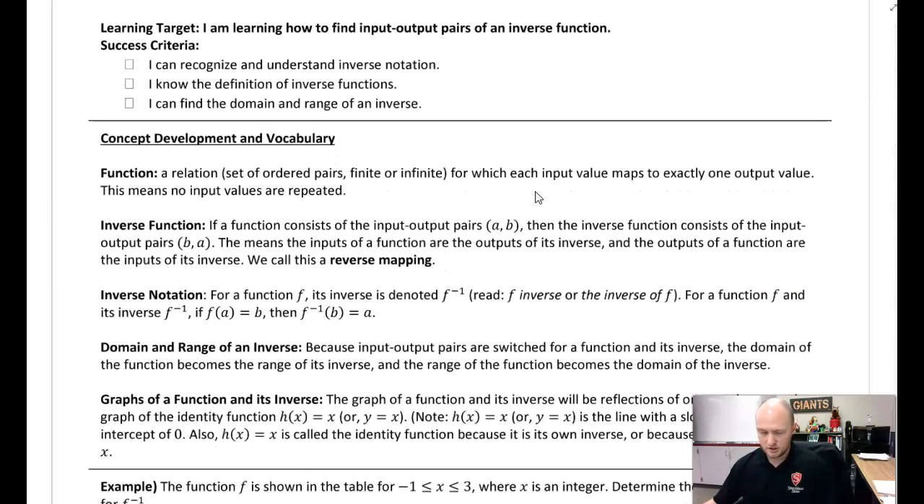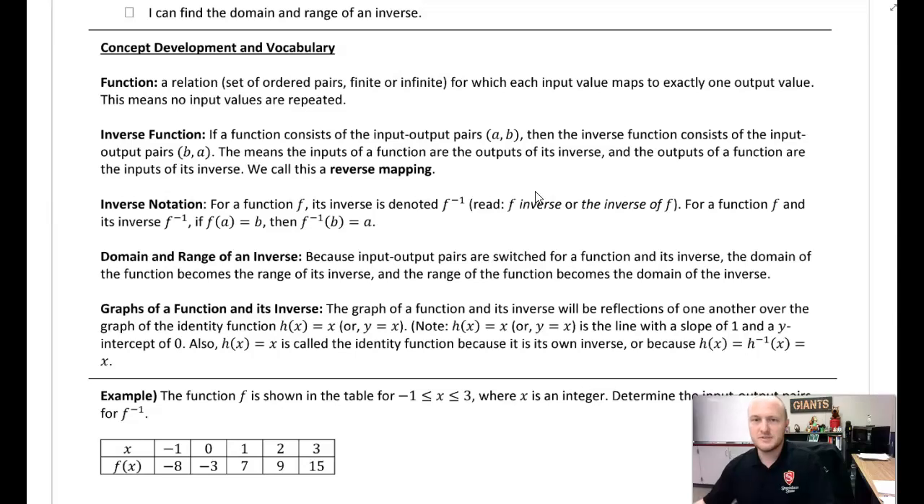So we're going to start off with a couple of vocabulary terms and definitions. A function. A function is a relation. It could be a set of ordered pairs. It could be limited numbers, a finite amount, or unlimited, infinite, for which each input value maps exactly to one output value, and no input values are repeated. An inverse function. If a function consists of the input-output pairs a, b, then the inverse function consists of the input-output pairs b, comma, a.